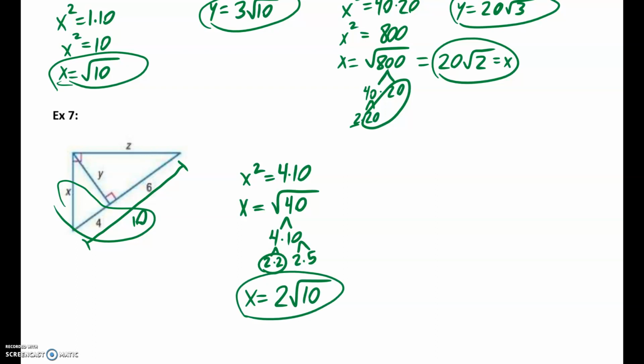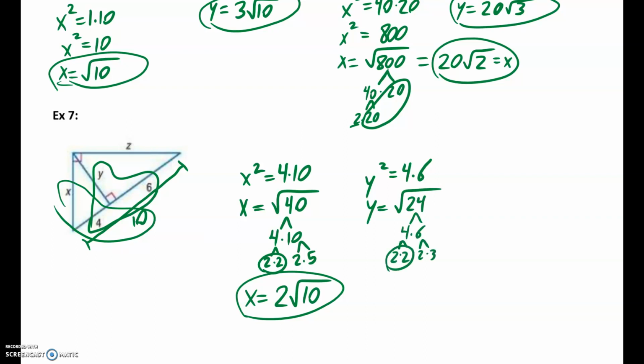As far as y is concerned, that's a Hershey Kiss. So we get y squared equals 4 times 6. So y ends up being the square root of 24. Again, you can break that down, 4 and 6. 4 is 2 and 2. 6 is 2 and 3. I've got one pair of 2s. So we get 2 radical 6.